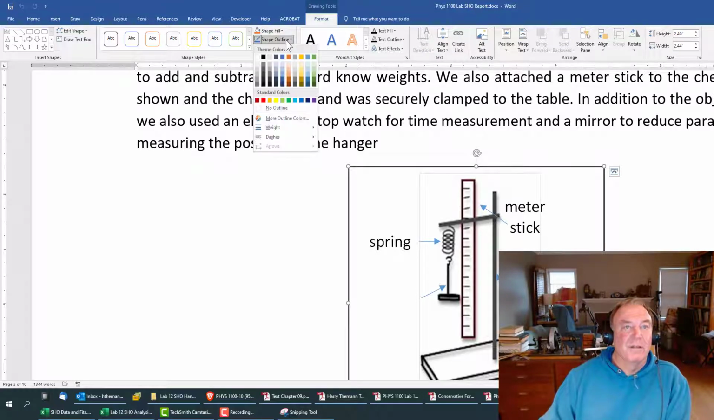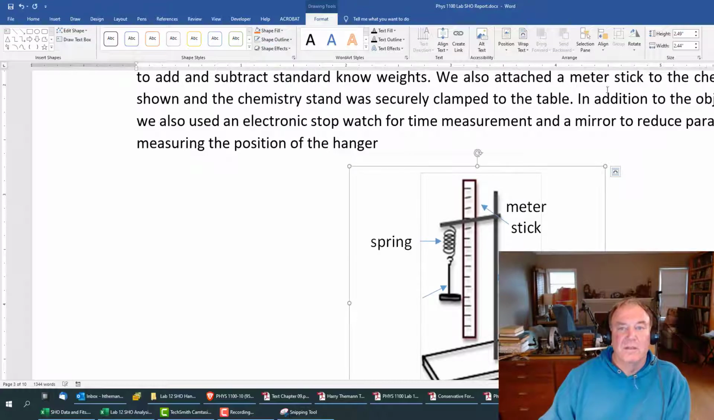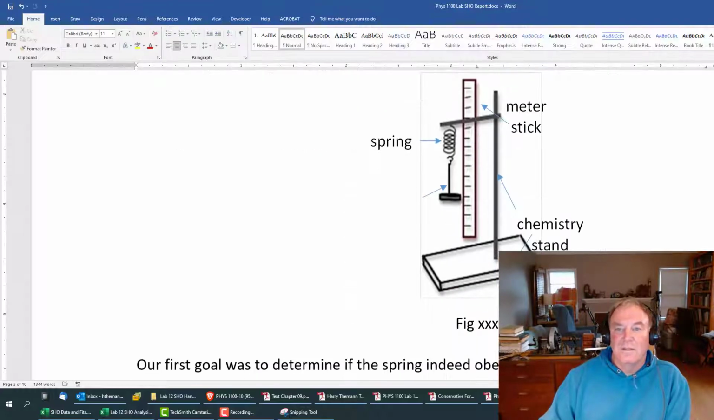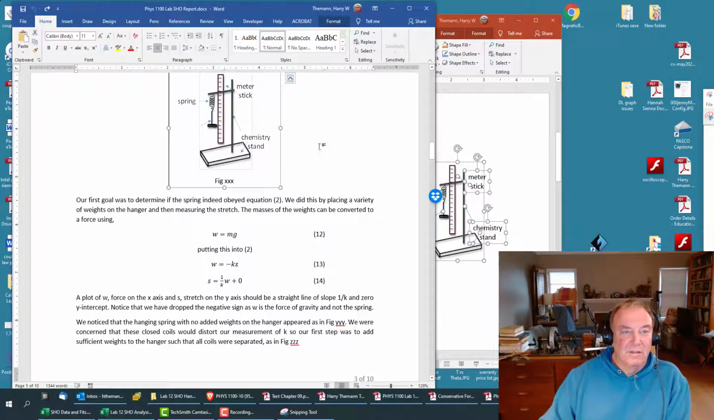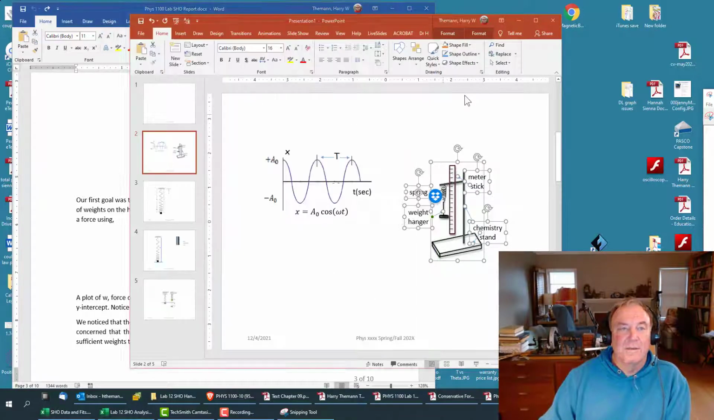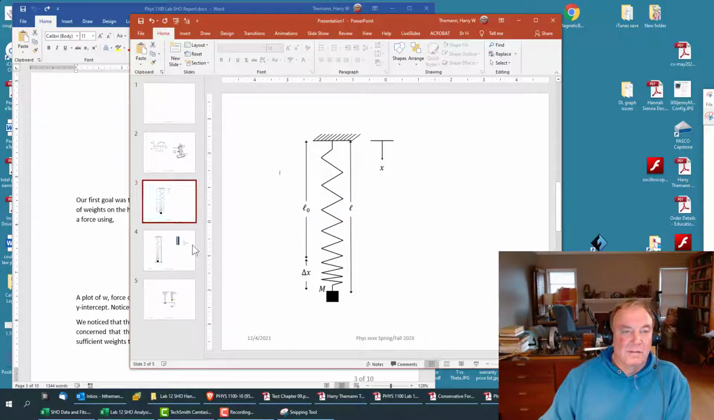There we go, shape outline. So if we wanted to, we could get rid of the outline, right? We don't have to keep it. I just happen to keep it for now, and in the file I saved, so you guys could easily understand what's going on when you look at it. And then you see there's other diagrams I stole.